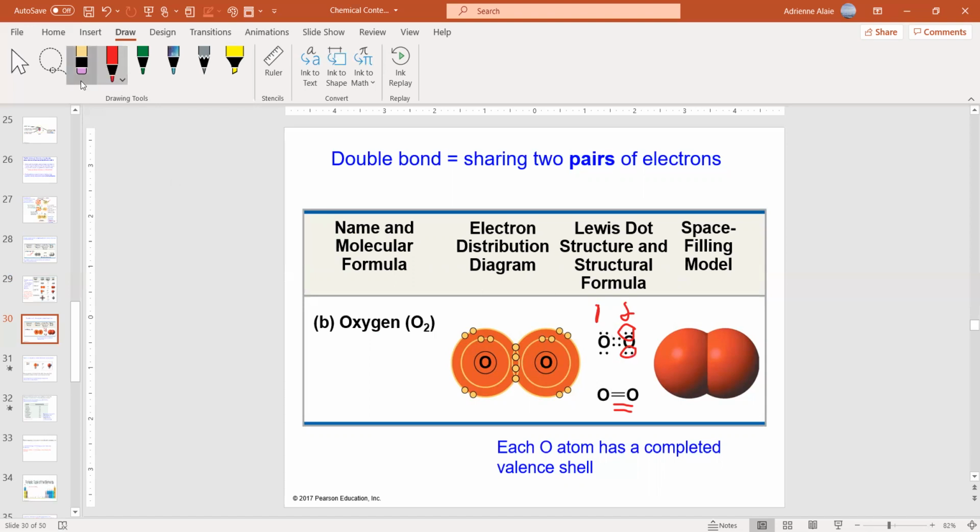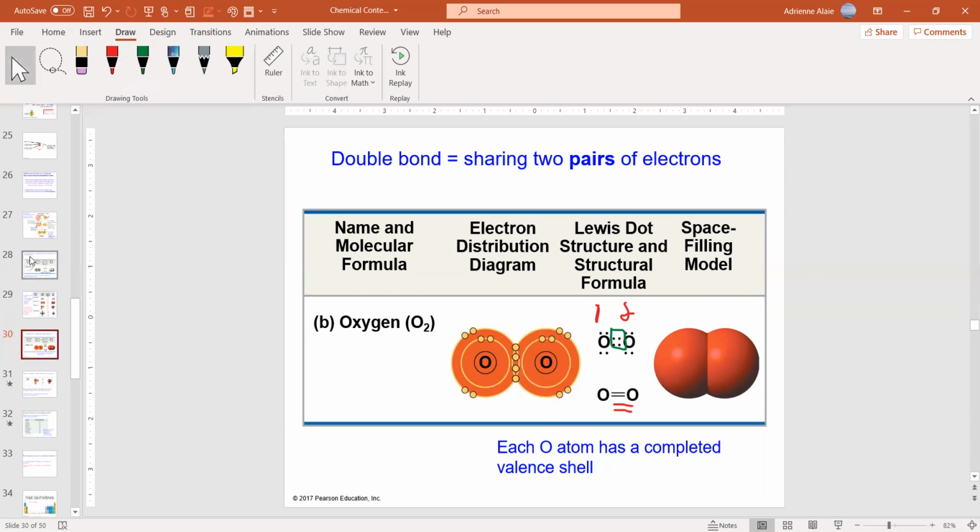The ones that are shared are these right here, the ones that are placed between the 2 oxygen atoms. And so if we look over at the electron distribution diagram, that's how it goes. So here's your oxygen atom. How many protons does it have? It has 8 protons. Well, how do I know that? Well, I can count the number of electrons. So I know that they need to share. They're sharing 2 pairs.